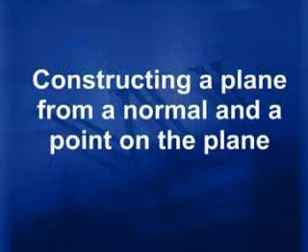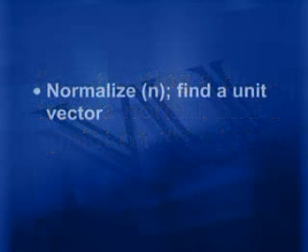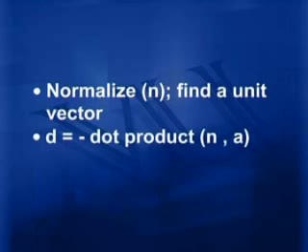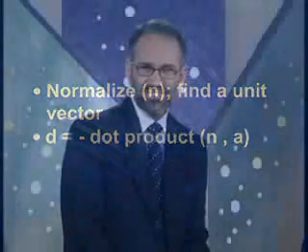Now we have got the normal and we've got some point on the plane, and given these two, if we want to define a plane, how would that go? Just take a look at your screen. Normalize n, which is finding a unit vector, then d is equal to minus dot product of n comma a, and that's about it. Next thing that we talk about is locality, a definition of locality with reference to a plane.